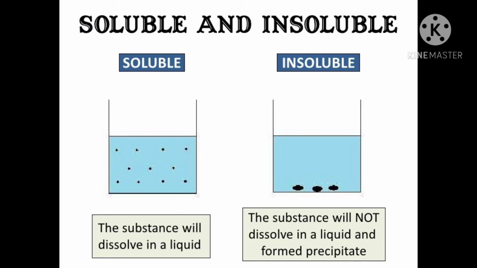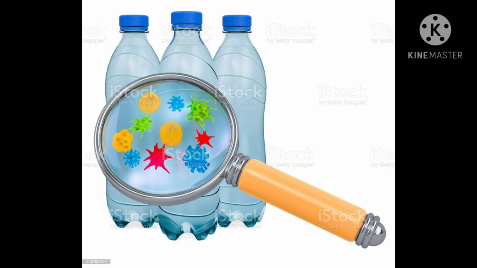Now, children, let us know about the water impurities. Basically, there are three types of impurities found in water: soluble impurities, in which the substance dissolves in liquid and you cannot see it; insoluble impurities, in which the substance does not dissolve in the liquid and you can see this. And the third type of impurities are germs found in water that make water unfit to drink.